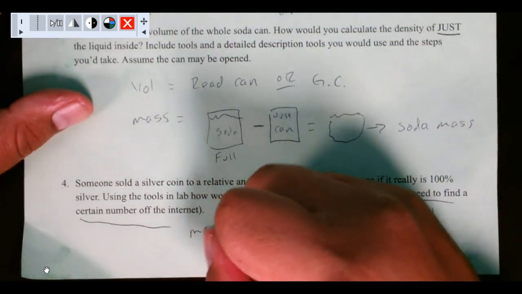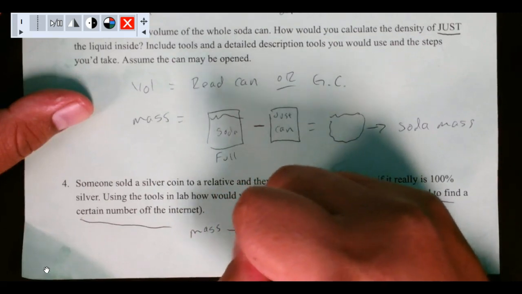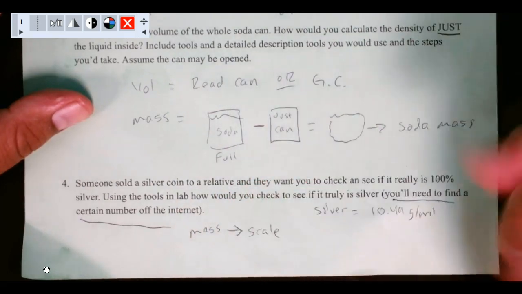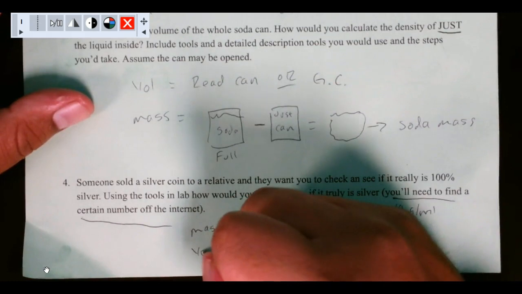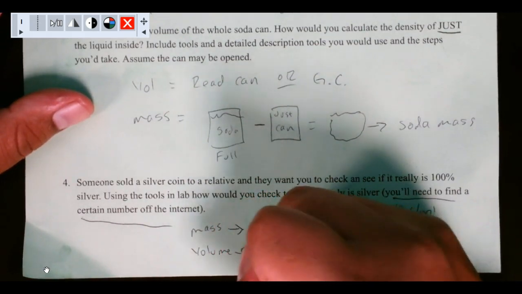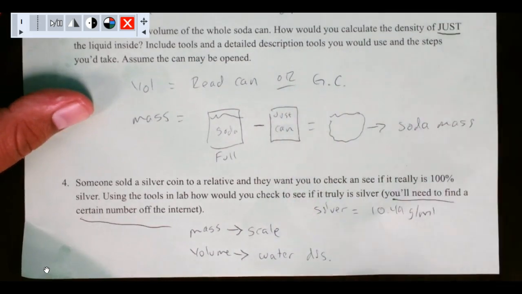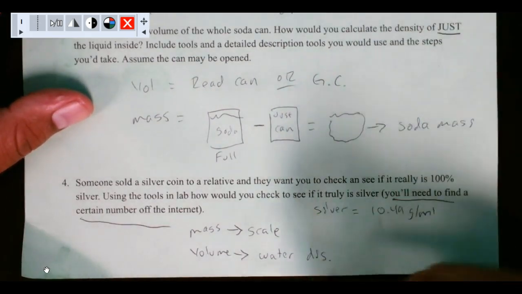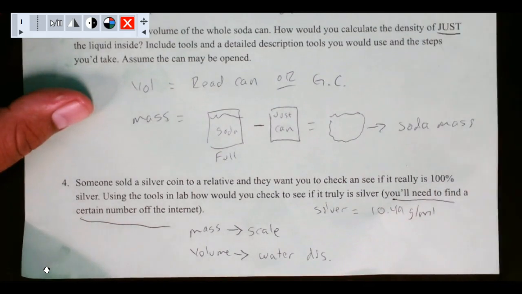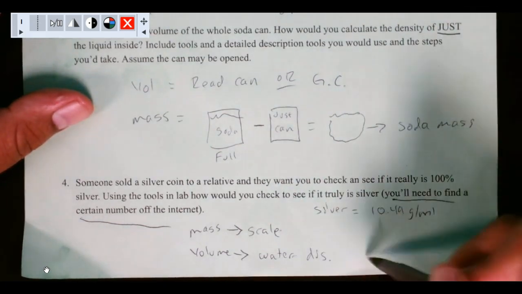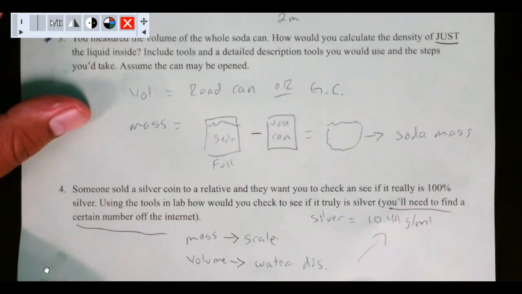So mass, how are you going to get that? Scale, easy. Volume, how are you going to get that? Water displacement. Just dunk it in water, see how much water moves out of the way. Then you just take your mass divided by your volume, check to see if it equals that. Done.